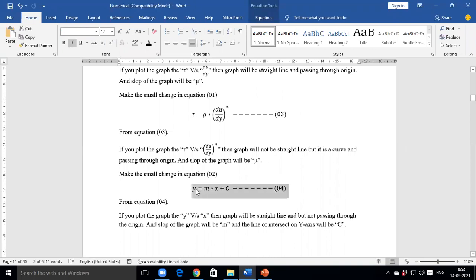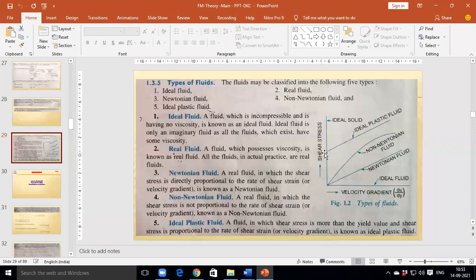If we plot the graph of y versus x, then the graph is a straight line but not passing through the origin, and that graph has slope m. This value represents the slope of the graph. And how can we find out the value of c? That c is this distance from the origin to the y-axis intercept. This distance is called the intercept, line of intercept. Understood?